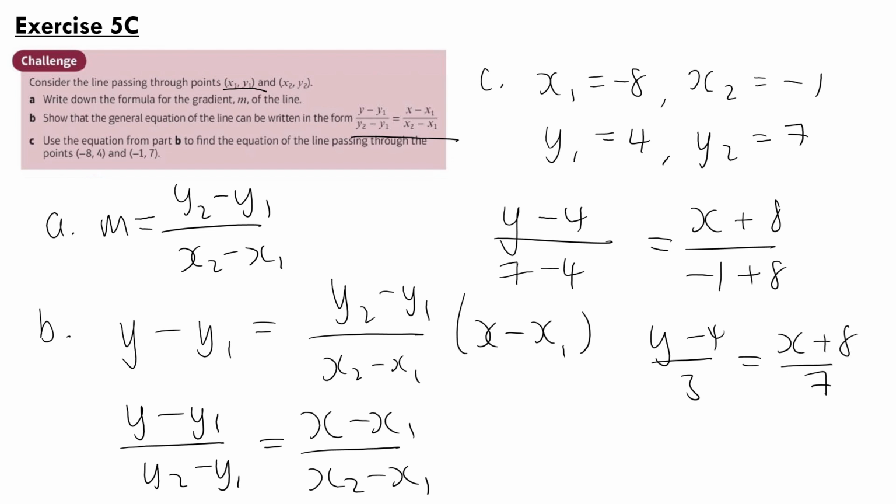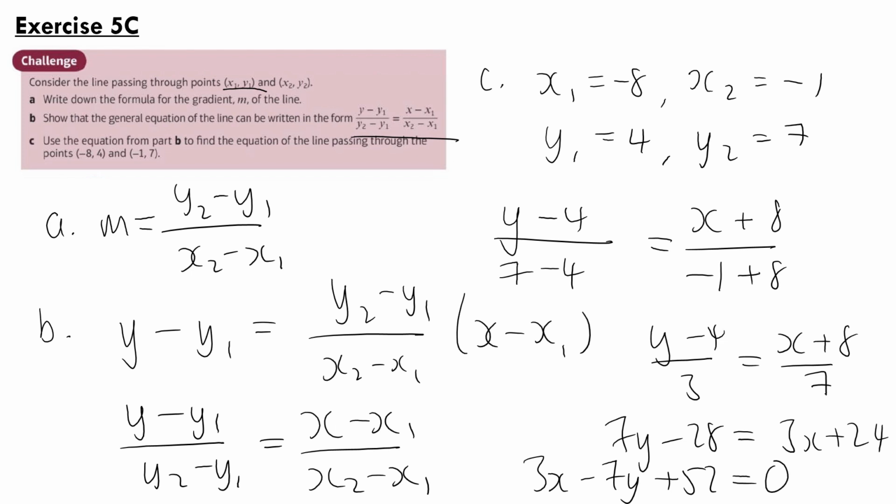Multiplying by 21, we get 7y - 28 is equal to 3x + 24. And we can take all of these terms onto one side to get 3x - 7y + 52 equals 0. And that is our final answer.